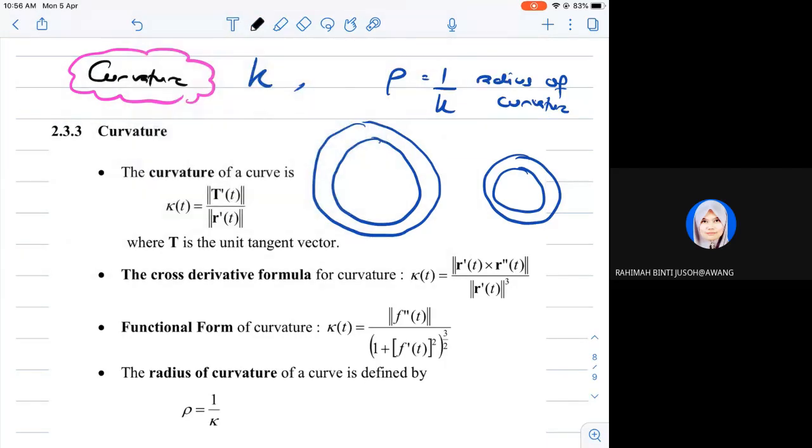Okay, yang ni roundabout besar, bermaksud radius dia besar. Radius dia high. Yang ni radius dia small. Okay, now kalau you bawa kereta kan, you imagine you bawa kereta.